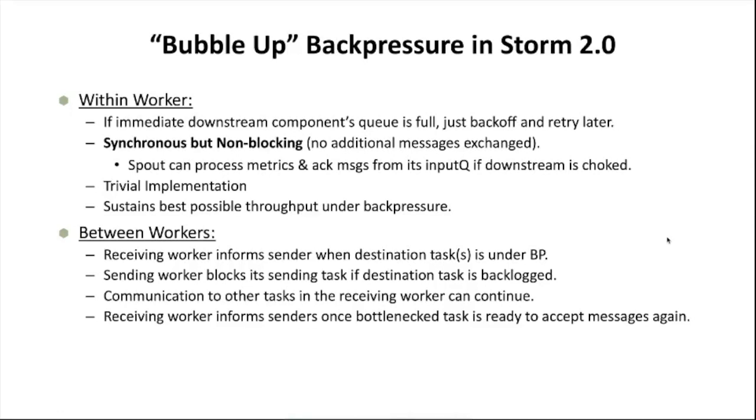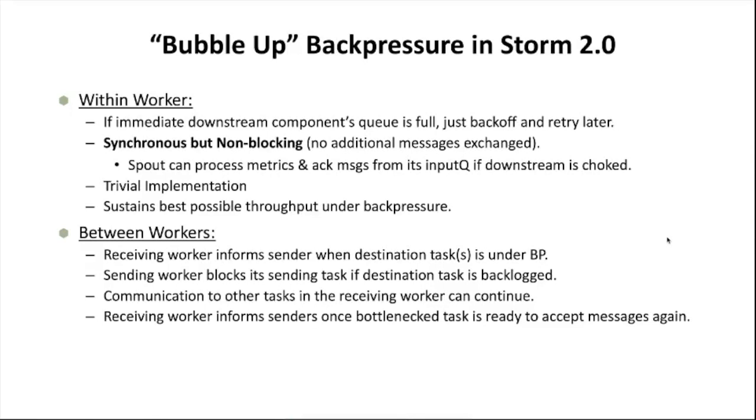So this mechanism is synchronous because it's happening in that same thread of the producer. And it is non-blocking because when he can't, it returns a false back to the caller, so it can go do something else. For example, the spout, if it is trying to emit to a bolt and the bolt is backlogged, the spout can go process incoming ACK messages, acknowledgements, right? Or metric messages. And then it can go retry to see if the bolt is again ready to take new messages. So very fundamental idea, very simple, trivial to implement, very few lines of code really. And this mechanism is able to sustain very good throughput even under back pressure.